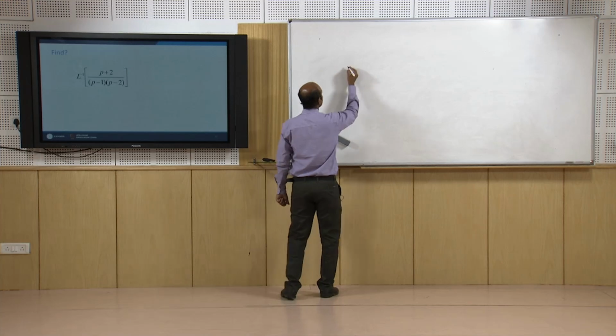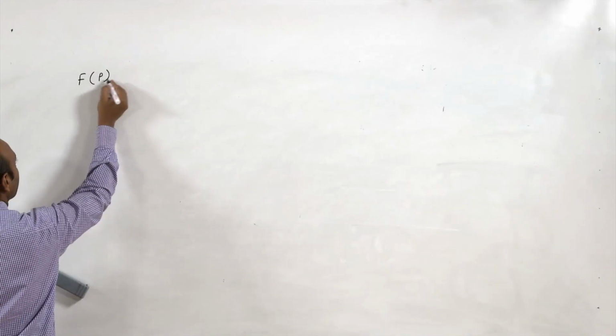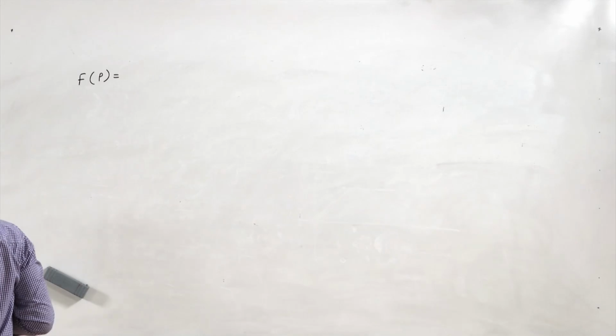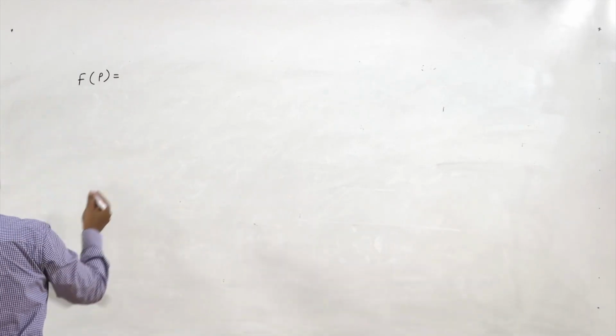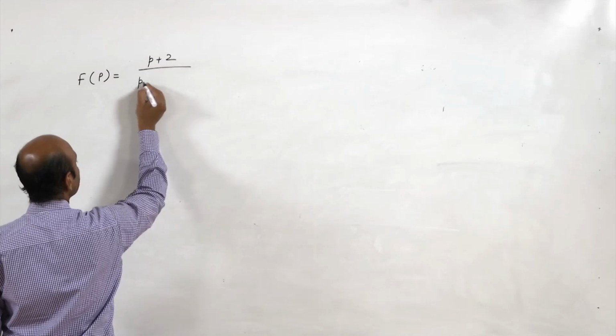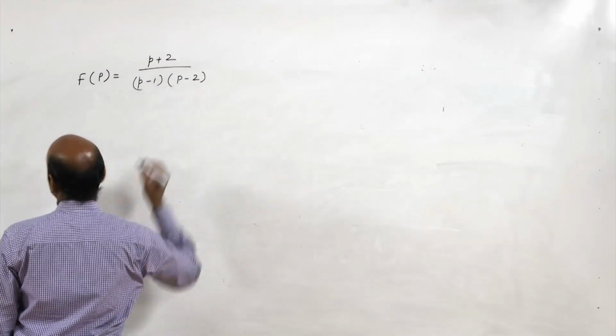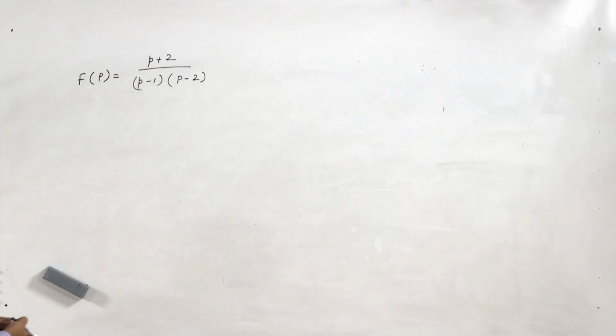So, Laplace inverse of this function. What is F(p) here for this problem? For this problem, the function of p is (p plus 2) upon (p minus 1) into (p minus 2). We have to find the Laplace inverse of this function.